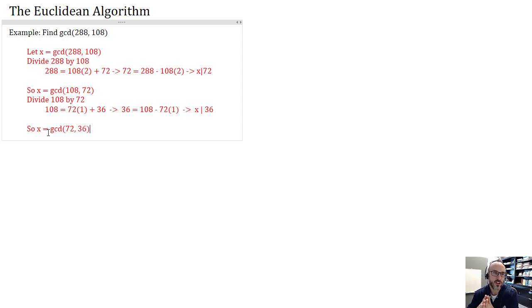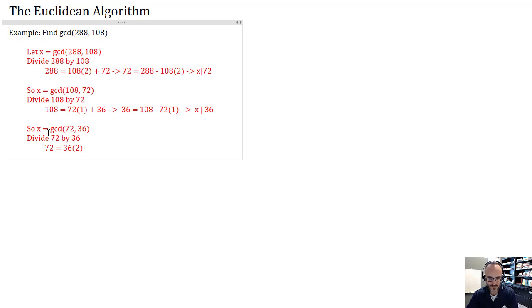Now, at any point along the way, if you know the GCD, then you're done. But I'm going to work this problem all the way through so you can see what happens. For example, the greatest common divisor of 72 and 36, you might realize, is 36, so we'd be done. But let me go ahead and finish this off. Divide 72 by 36, and we can see that 72 equals 36 times 2 with no remainder.